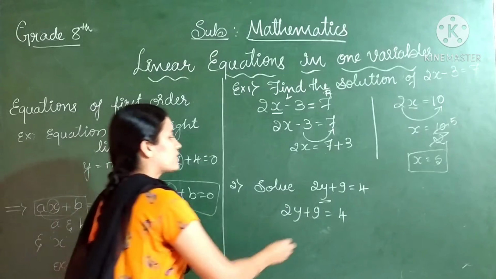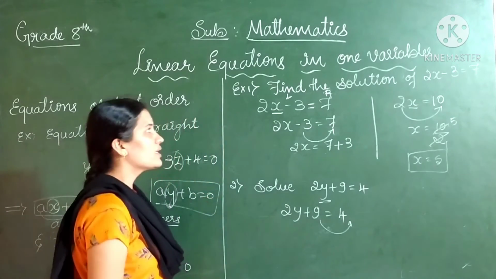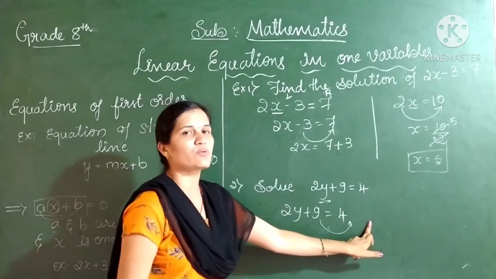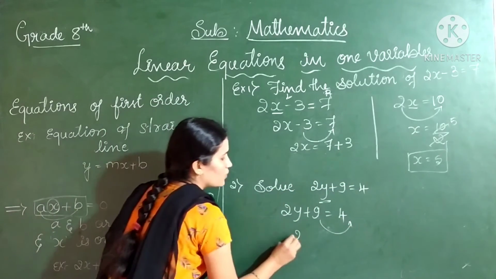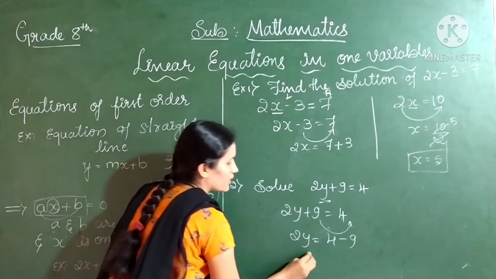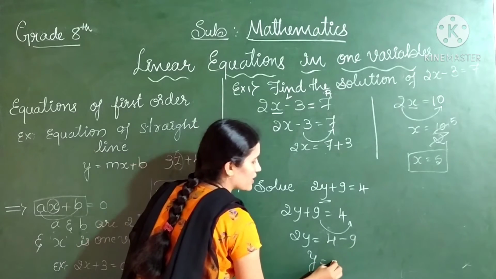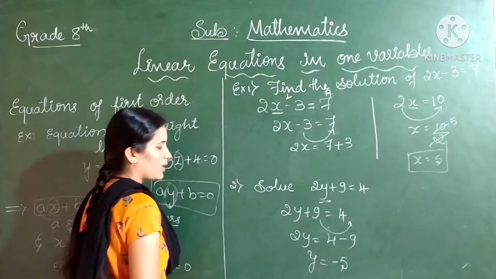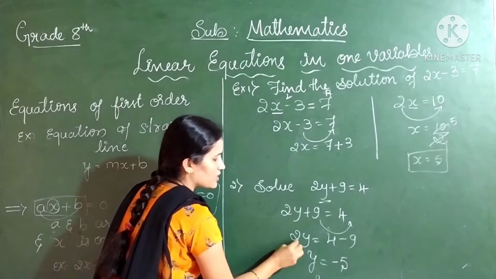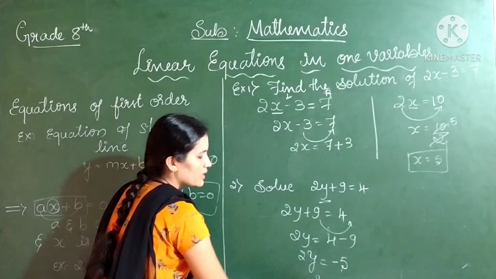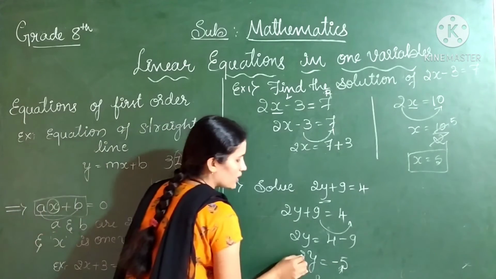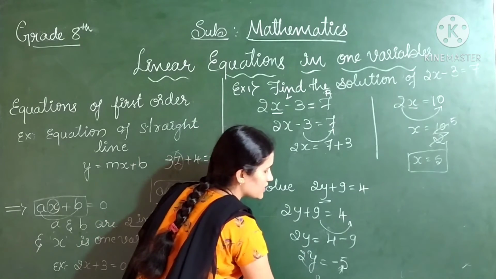Now transfer this 9 to this side. Here it was plus, so we take it as minus. 2y is equal to 4 minus 9. 4 minus 9 means minus 5. So, 2y is equal to minus 5. Here, for y, we have to transfer this 2 to the right hand side. Here it is multiplication, so it becomes division.